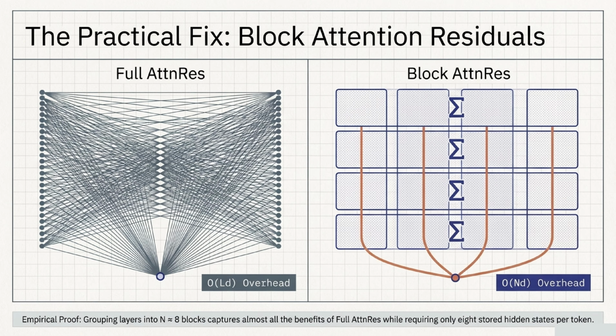To solve this, we introduce the practical fix, block attention residuals. By grouping the layers into N blocks, empirical proof shows that about 8 blocks is optimal. We reduce the overhead from O(L·d) down to O(N·d). This brilliantly captures almost all the benefits of full attention res while requiring us to store only 8 hidden states per token.